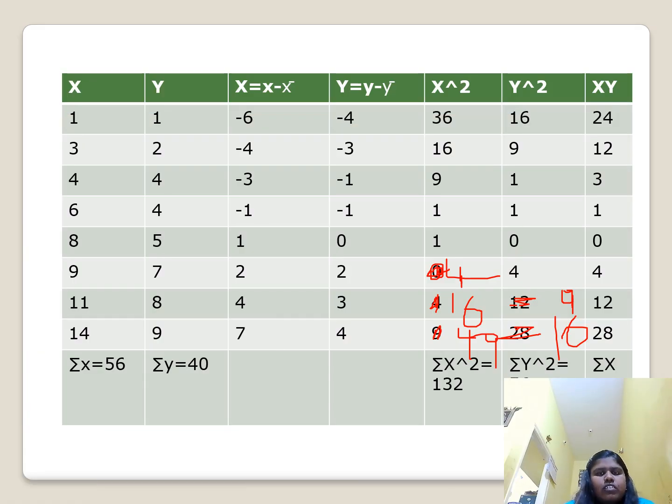To find all these values, we have to put a table. We have to put x values, y values. Capital X is equal to x minus x bar. Capital Y is equal to y minus y bar. X square, y square, x into y.